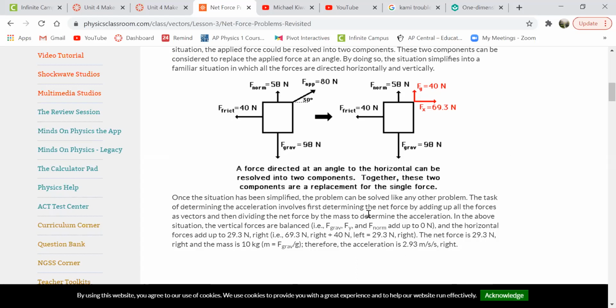So we've got 2 more to do. We're going to look at situation A and situation B from that same problem set.